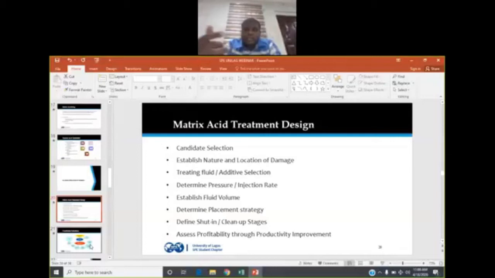Then you have to establish the nature and the location of damage, because the way you treat paraffin deposition is different from how you treat fines migration, is different from how you treat other forms of damage. So it is important you identify what is the nature of the damage, where is the damage. Those things are very important. And you select the right fluid and the various additives. You determine the right pressure and injection rate, establish the volume, determine the placement strategy.